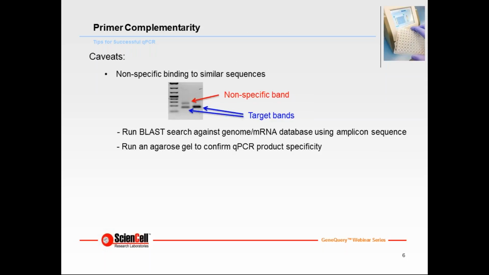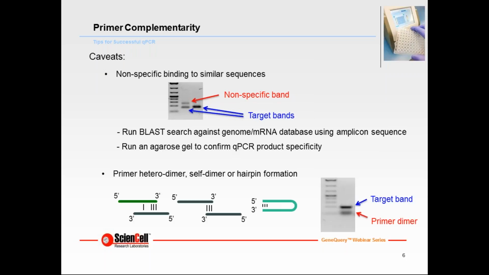When designing primers, keep primer complementarity in mind, because low specificity is mainly caused by nonspecific binding of primers, which means binding to similar sequences at random locations on the DNA template. We recommend using the amplicon sequence to run a BLAST search against the whole genome or mRNA database and see if there's any chance of unspecific binding caused by gene duplication events. In addition, always run an agarose gel to check qPCR products when verifying primer specificity.